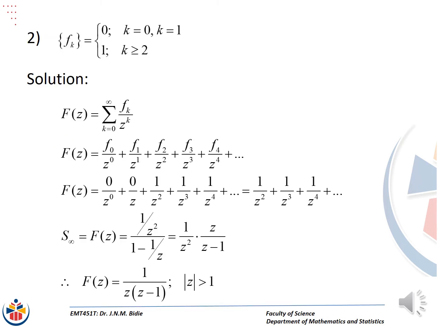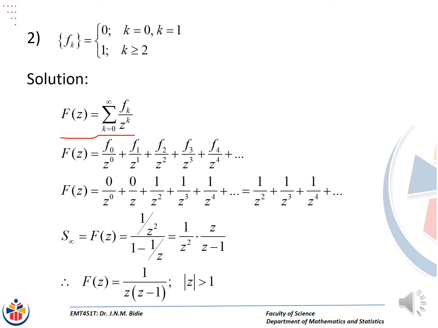Number 2, we've been given the sequence fk with a 0 for k equal to 0 and 1 for all other values greater than or equal to 2. Once again, we use the formula. Based on the formula that has been given to us, we realize that k starts from 0 going forward. So that means this is a causal sequence again. So we're summing from k equal to 0 to infinity. Do the expansion and then substitute the relevant values.